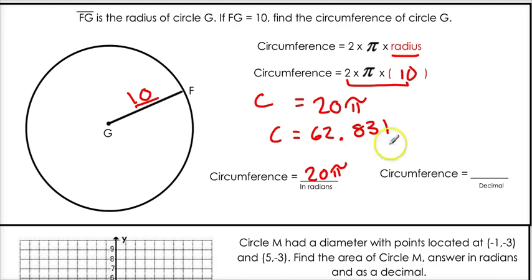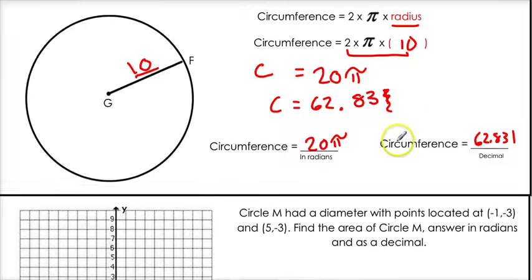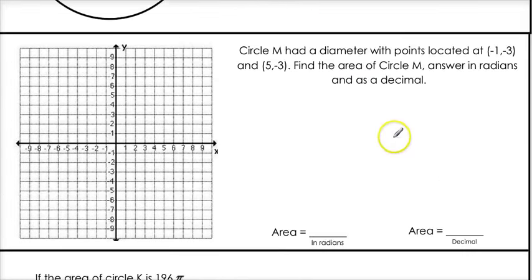Once again, it doesn't ask us to round it, so we're just going to leave it like that. 62.831. 3 decimal places is enough. I'll be happy with that. If they said round to the hundredth, you just take that out. All right, looking good. Let's try 2 more problems.